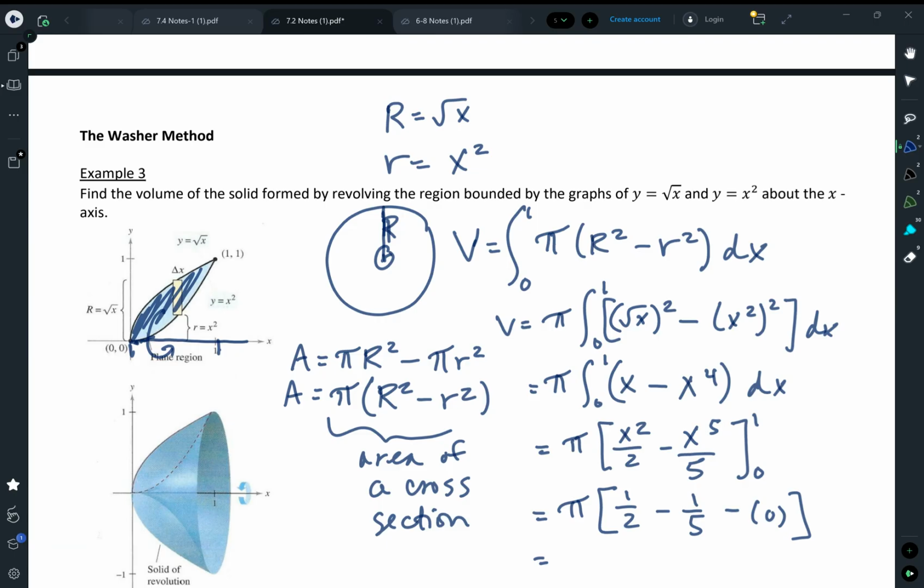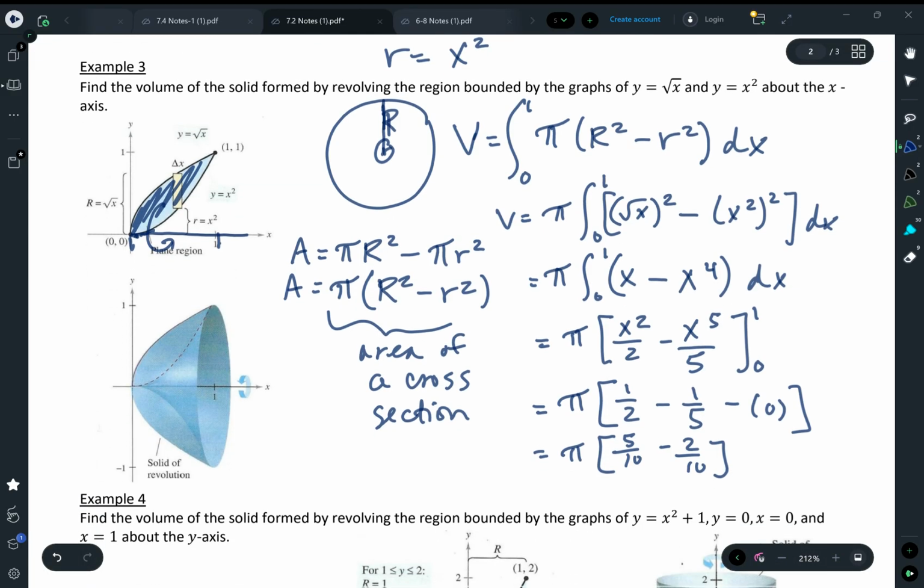Let's go ahead and change everything to tenths. So 5/10 minus 2/10 is going to be 3/10. So we're going to get 3/10 pi, or 3 pi over 10. And that's, again, going to be volume, so it's going to be some kind of units cubed.